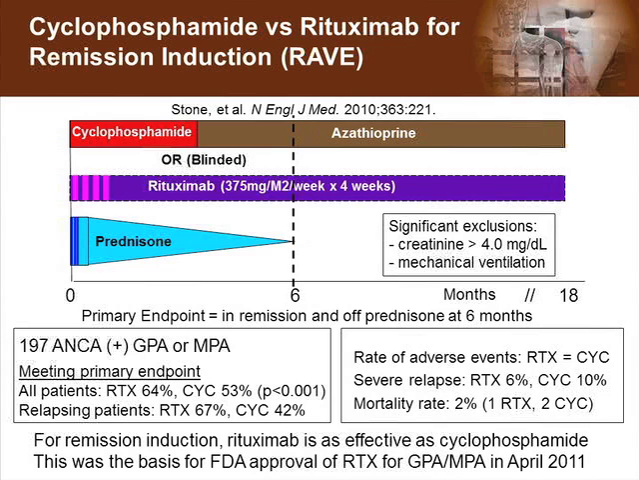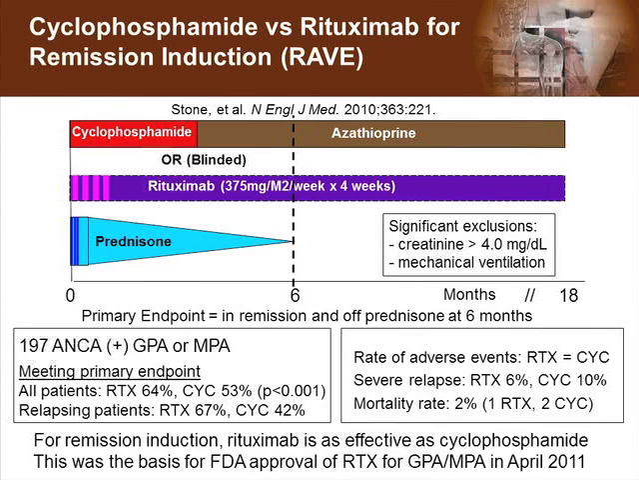In these 197 patients, in examining the primary endpoint, which was being in remission and off prednisone at 6 months, Rituximab was as effective as cyclophosphamide. In looking at a sub-study of those who were enrolled at the time of relapse, there was a suggestion that Rituximab may be more effective than cyclophosphamide. Overall, there was a comparable rate of adverse events.